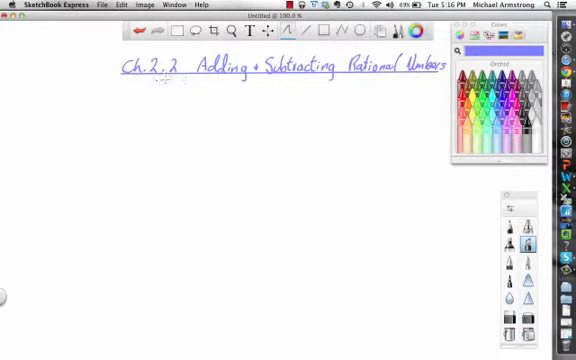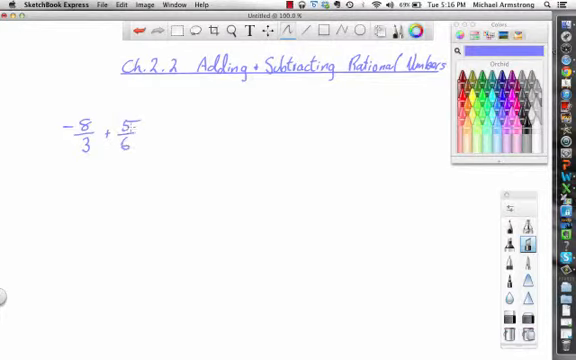Okay, chapter 2.2, adding and subtracting rational numbers. I think that you might find this a bit of a review. Basically, the rational numbers are decimals and fractions, and we're going to be working on that. Example number 1 starts with find negative 8 thirds plus 5 sixths.